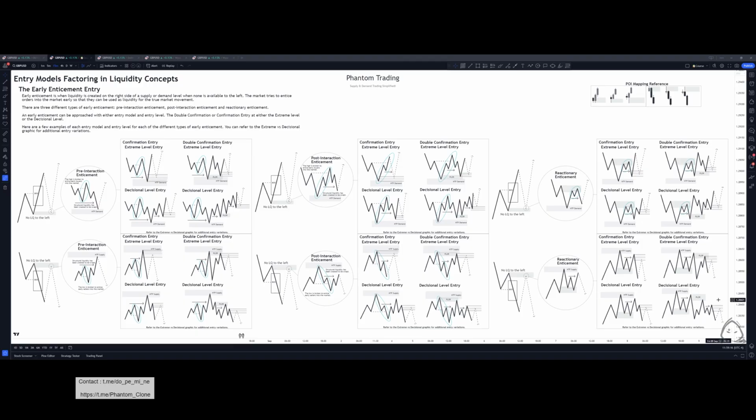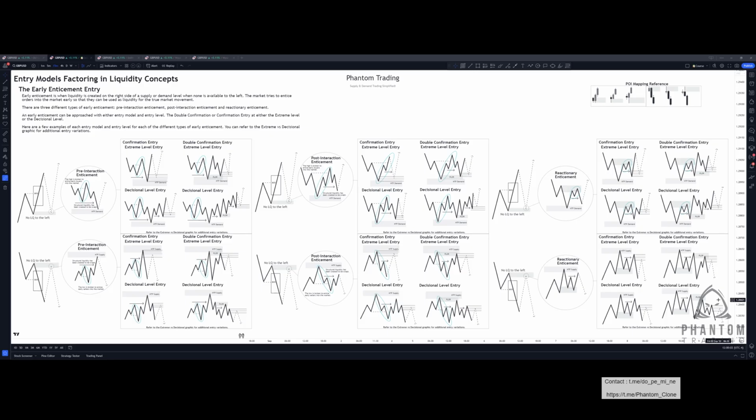There are so many different entry variations that we can play on all of these different liquidity model situations. Again, the main thing that we need to take note of in this entire lesson is not so much memorizing these entry models and the different variations of them, but instead asking ourselves the question, do I use a double confirmation entry or confirmation entry for my trades?